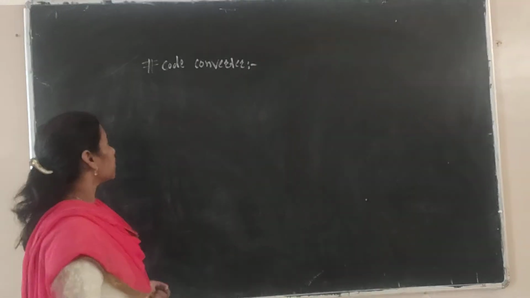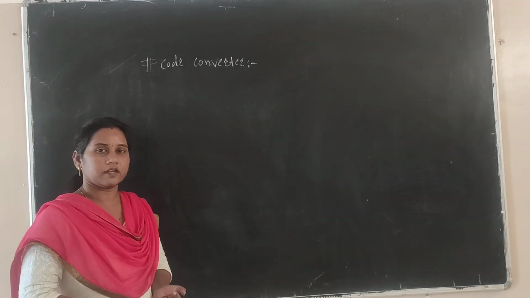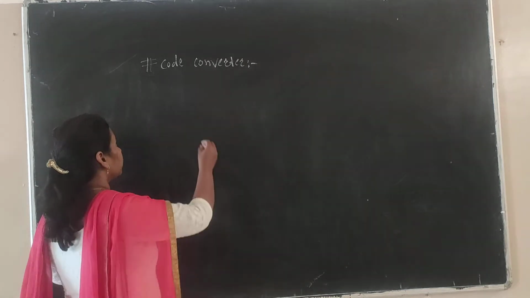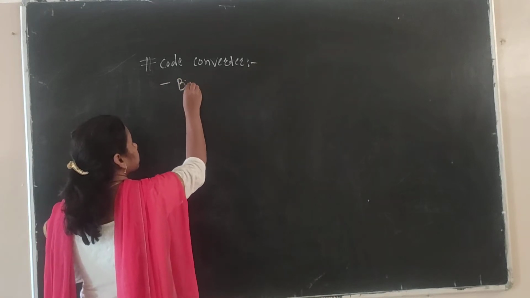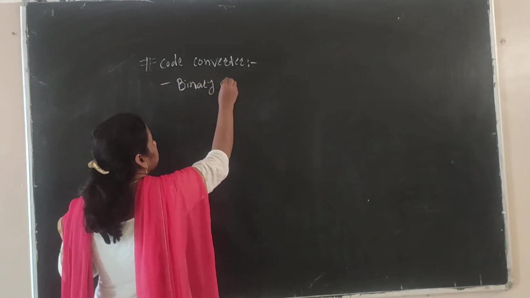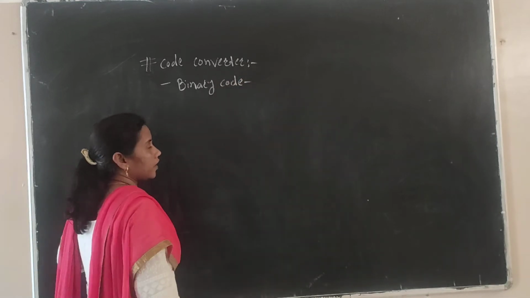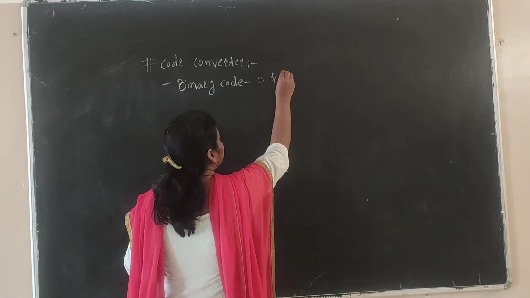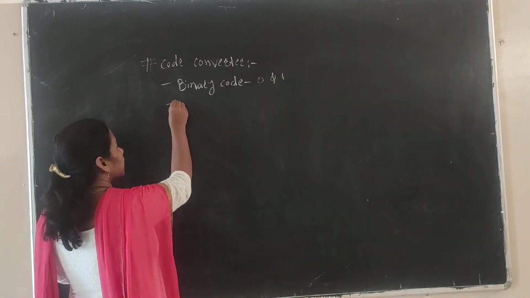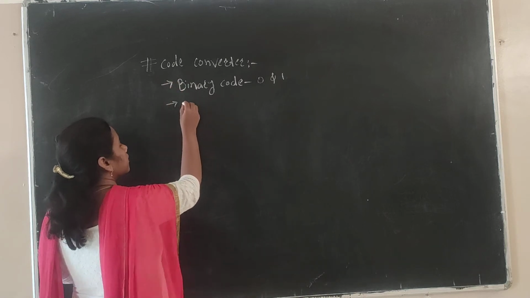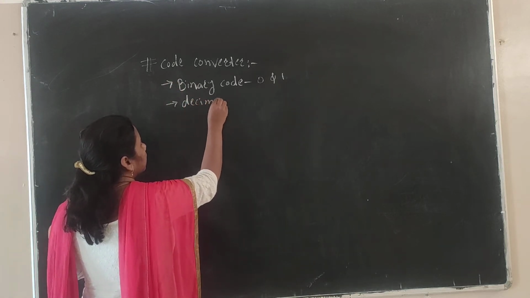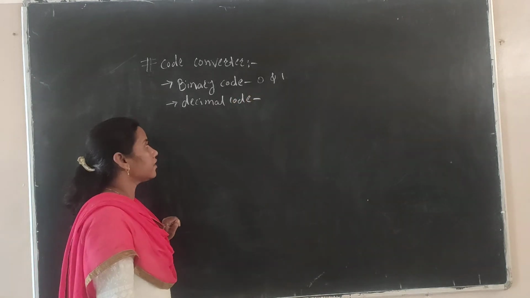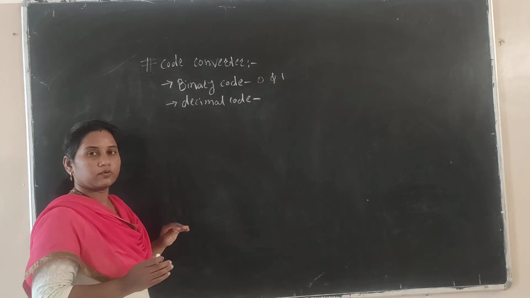Now we will see which are the types of codes. Basically in digital electronics we have different types of codes. In that we have the binary code. In the binary code we have only two digits, 0 and 1. That is called the binary code. Again, the next type of code is the decimal code. In the decimal code we have the numbers from 0 to 9.